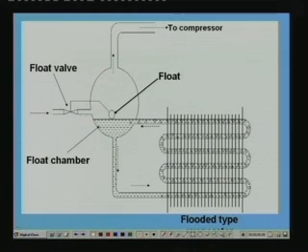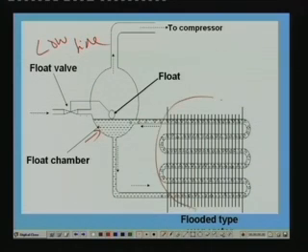This is the low side float valve. Okay, so this is your float chamber, and this is the flooded type evaporator. Okay, and this is your float, right. So you can see that this is a flooded type of evaporator, and this float valve will always maintain this liquid level. Okay, what happens when the liquid level drops?